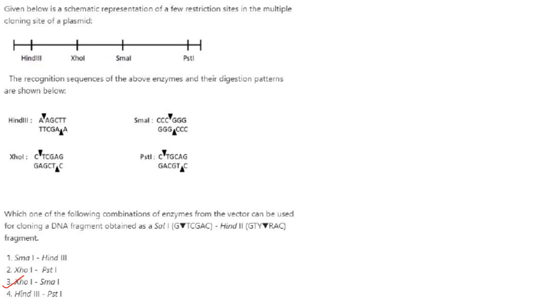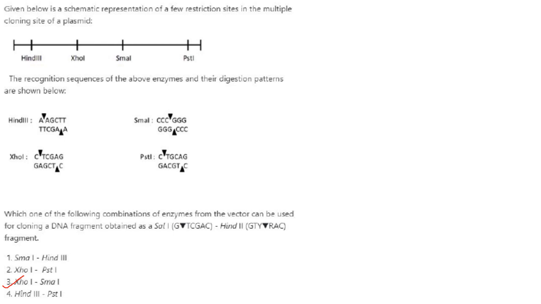Then next one. Given below is a schematic representation of a few restriction sites in the multiple cloning site of a plasmid. HIN3, XHO, SMA1, PST1. The recognition sequences of the above enzymes and their digestion pattern are shown below. Which of the following combinations of enzymes from the vectors can be used for cloning a DNA fragment obtained as SAL1 HIND3? So SAL1 is a staggered end cutter or sticky end cutter, and HIN3 is a blunt end cutter.